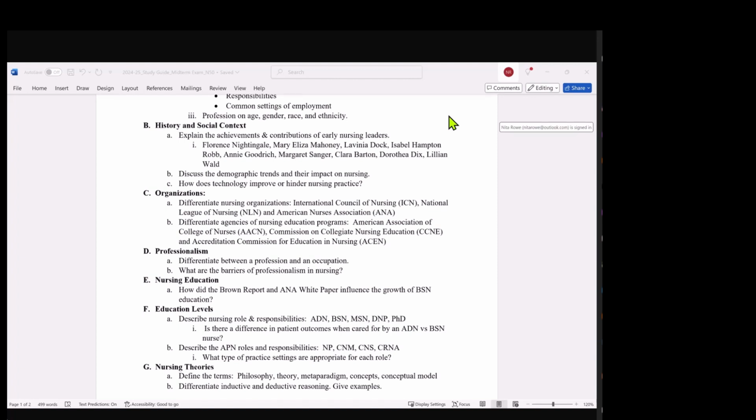Who wants to put in chat what the Brown report is? Nursing for the Future. Basic schools of nursing and universities and colleges, efforts made to recruit men and minorities into nursing education. Okay. So, anybody else want to put in what the Brown report is?